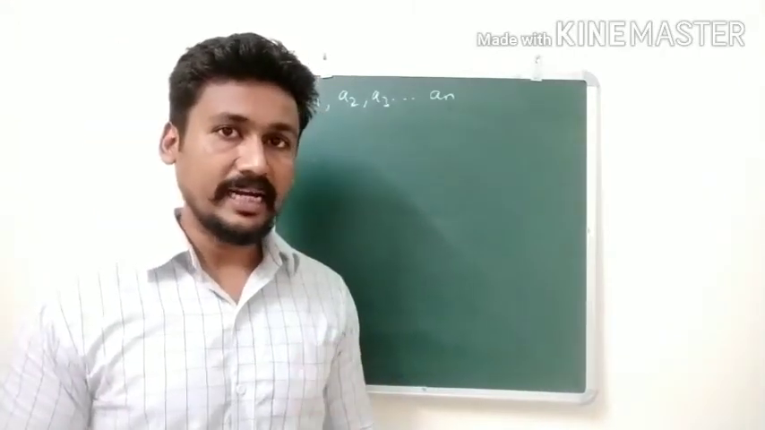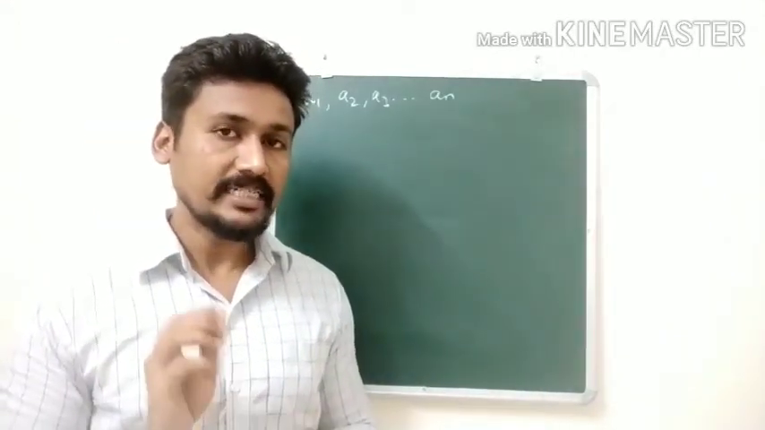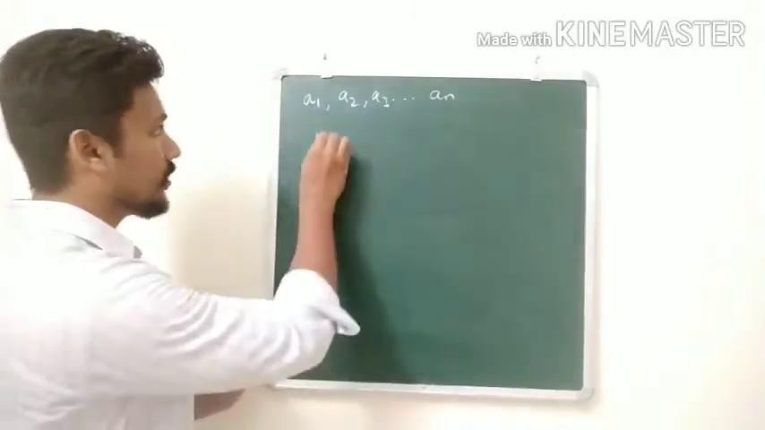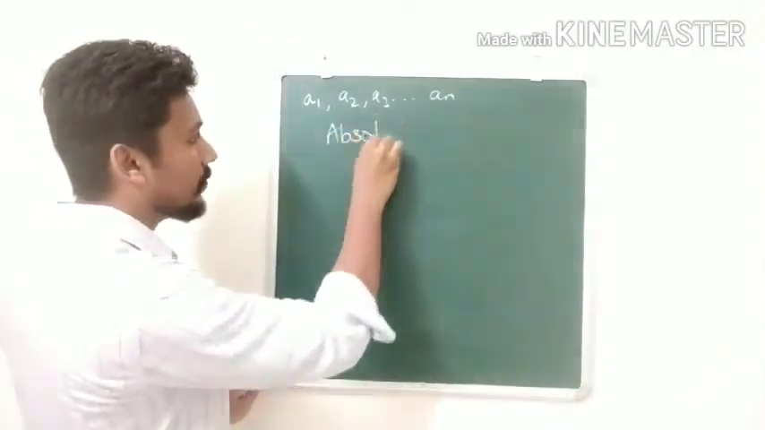After we have calculated the mean value, we will find something called the absolute error. So what is absolute error?